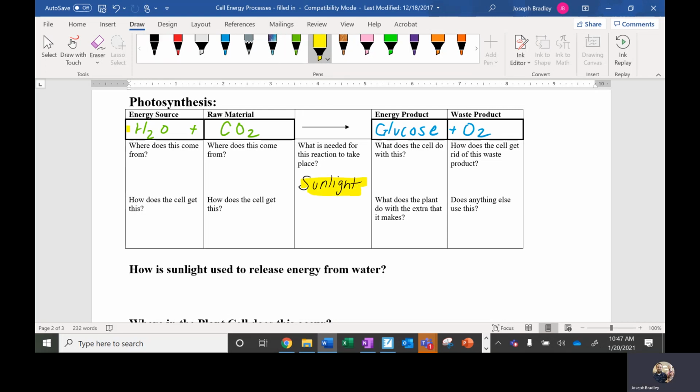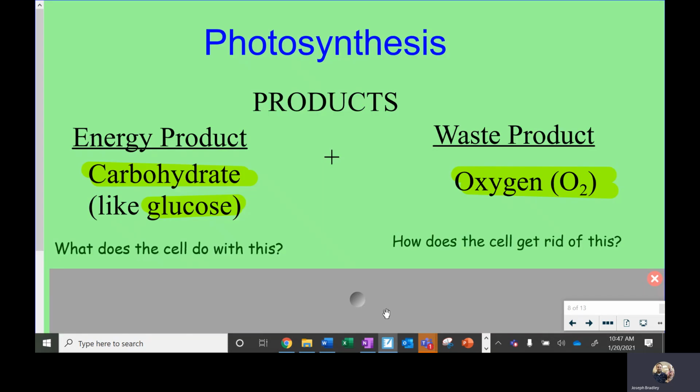Okay. And again, this is basically your formula of photosynthesis. Okay, so let's go back to here.